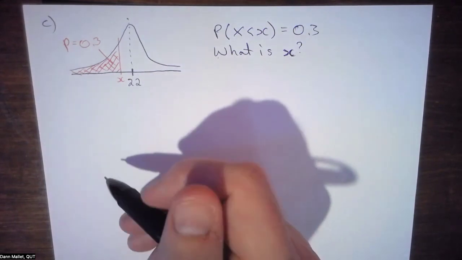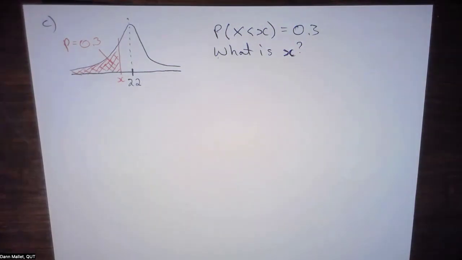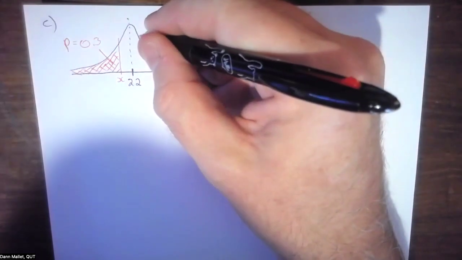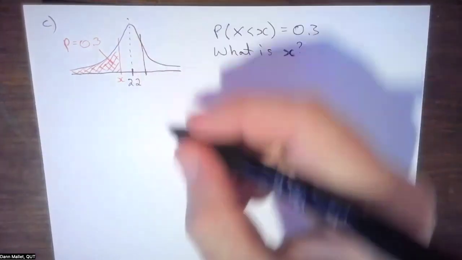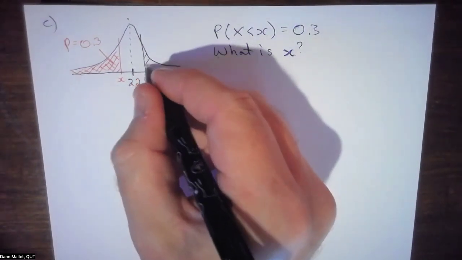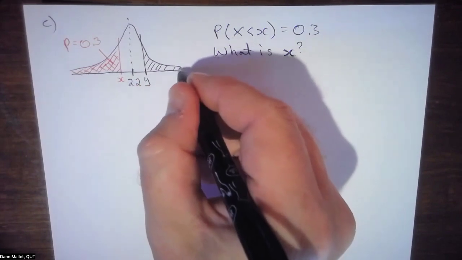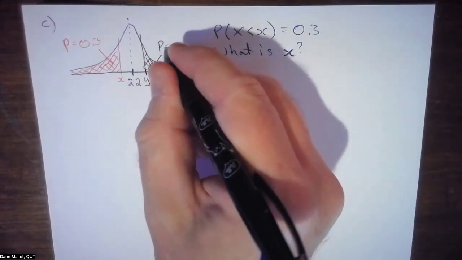So we need to do a little bit of working around here with our variable. First thing I'll do is note that because of the symmetry of the normal distribution, there's a value on the other side of the mean, which I'm going to refer to as y, such that the probability that our random variable is greater than that y is also equal to 0.3.